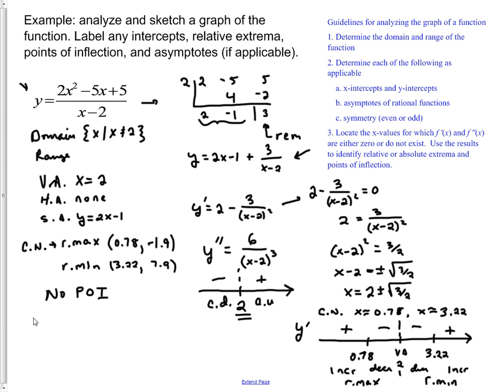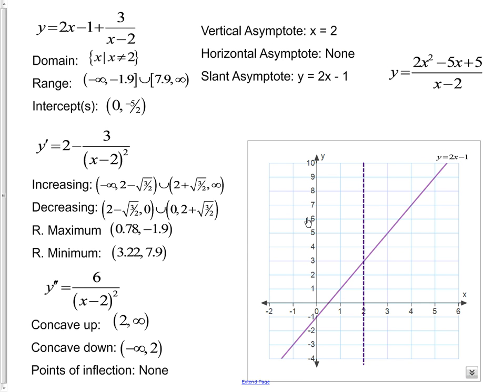However, we have an interval for concave down that goes from negative infinity to 2. And we have an interval that's concave up, which is on the interval from 2 to infinity. Fascinating. Let's take a look and see what that's going to look like. So here we are looking at our information. I've gathered it together. Vertical asymptote at x equals 2. Horizontal asymptote, well, there is none. Slant asymptote at y equals 2x minus 1. Here's a picture where that slant asymptote is.